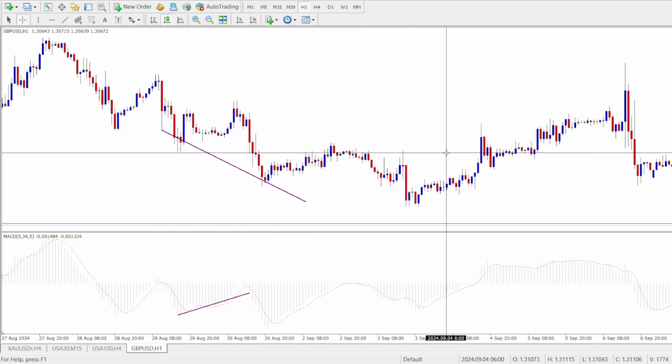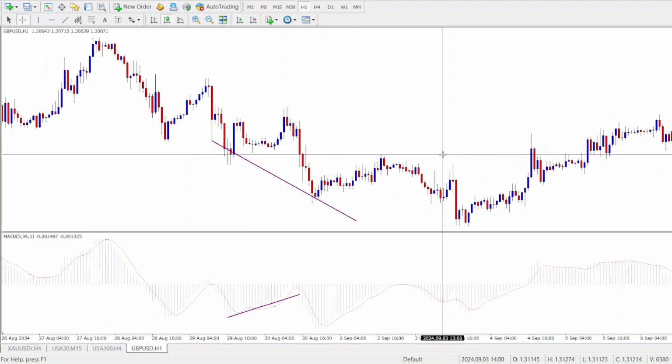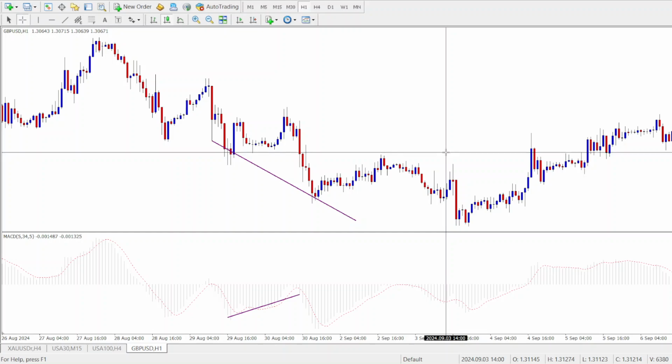Okay, now the bearish divergence is just the opposite, when price is making a higher high but the MACD is making a lower high. In that scenario, it suggests a potential reversal to the downside.